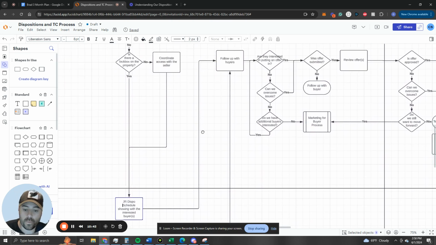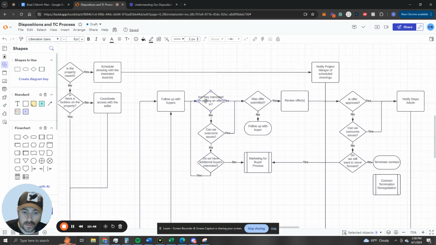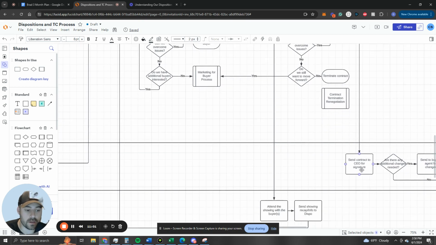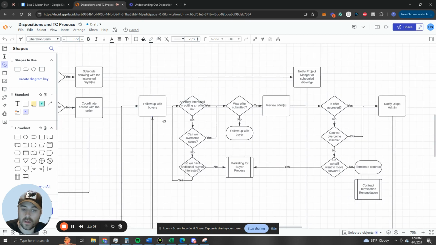And what we'll do after they go, we'll follow up with the buyers. Are they interested in putting an offer? If yes, then was the offer submitted? If yes, review the offer. Is it approved? Yes. Notify Dispo admin, right? That meaning that we locked it up on our contract. And notify them, and they'll send the contract for the CEO signature.